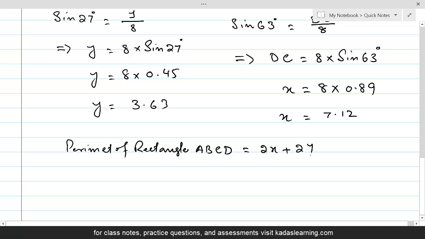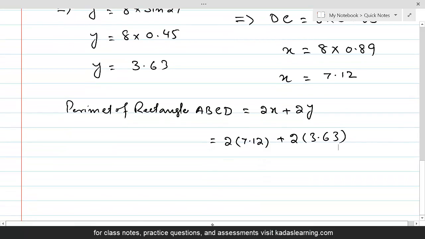2x plus 2y, which means 2 times 7.12 plus 2 times the width, that is 3.63. 7.12 times 2 is 14.24. 14.24 plus 7.26, and upon addition we get 21.5 centimeter.